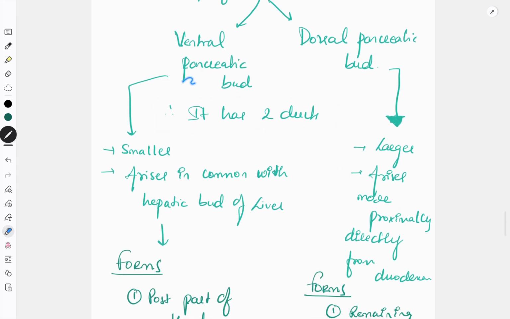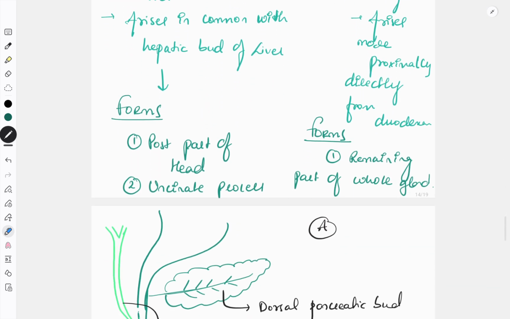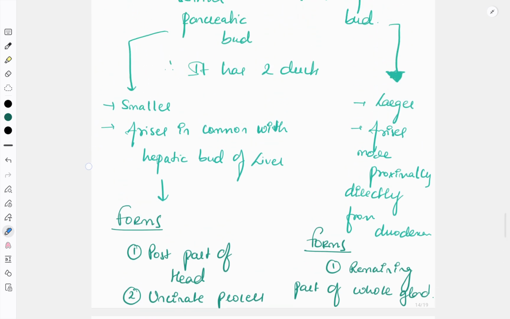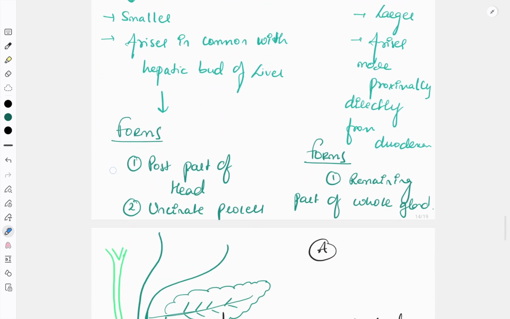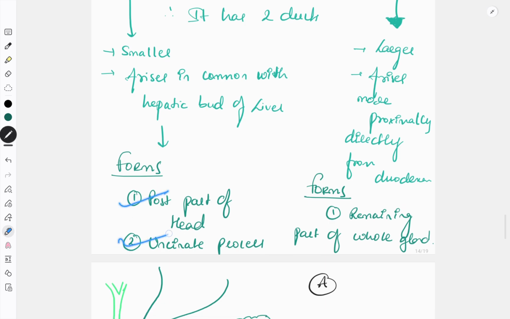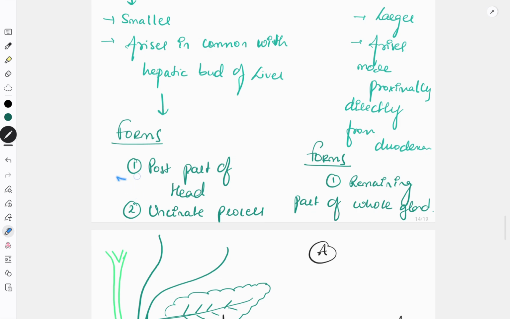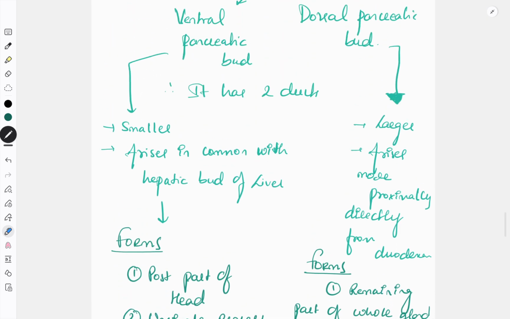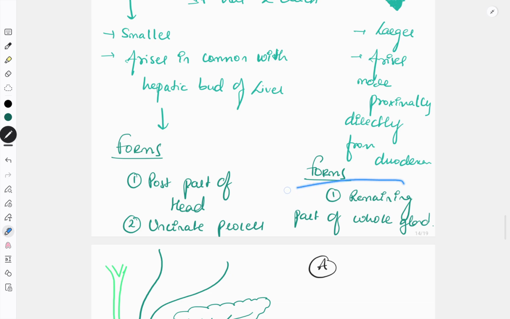Now the ventral pancreatic bud is smaller and it arises in common with the hepatic bud of the liver, and the dorsal pancreatic bud is larger and it arises more proximally directly from the duodenum. I have drawn the diagram for you so that you can understand it more nicely, but for now just read this along with me. The ventral pancreatic bud forms the posterior part of the head as well as the uncinate process. You need to remember this. The dorsal pancreatic bud usually forms the remaining part of the whole gland.